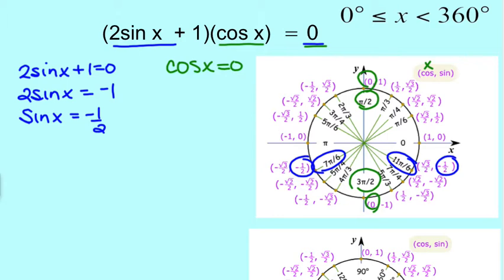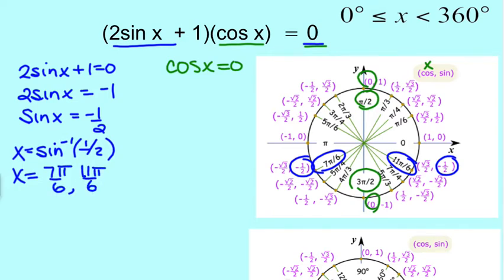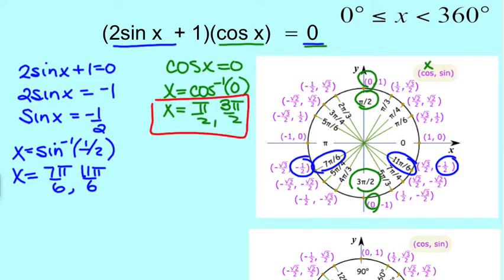So for our answers in this situation, x equals the sine inverse of negative 1/2. You get x equaling 7 pi over 6 and 11 pi over 6. And for the green piece, x equals the cosine inverse of 0. Those two angles are pi over 2 and 3 pi over 2. There's our answers.